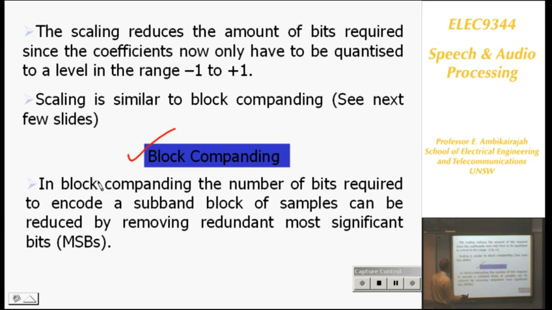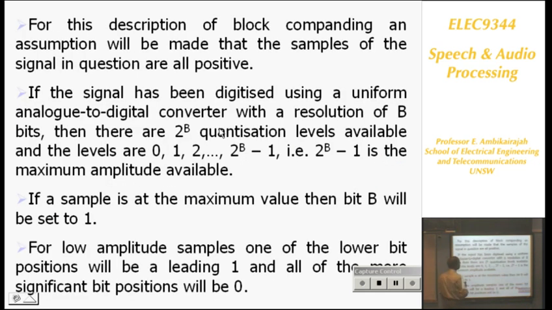What does that mean? The number of bits required to encode a subband block of samples can be reduced by removing redundant most significant bits. That's called block companding. Look at the next diagram, it shows you. This is the quantization. For this block companding, an assumption will be made that the samples in question are all positive. So we say all the signals are positive. That may not be the case. If the signal has been digitized using a uniform analog to digital quantization, then the levels are 2 to the B. All right?